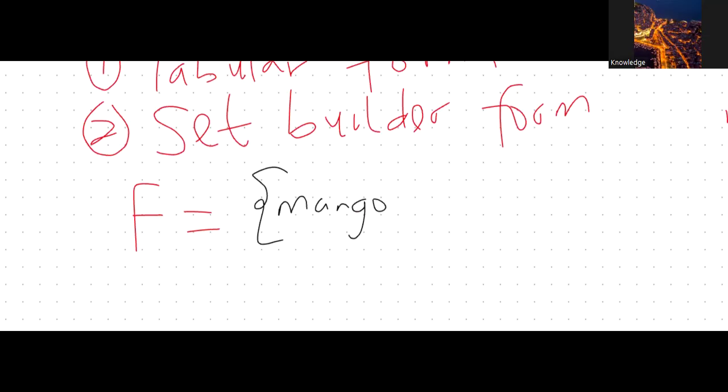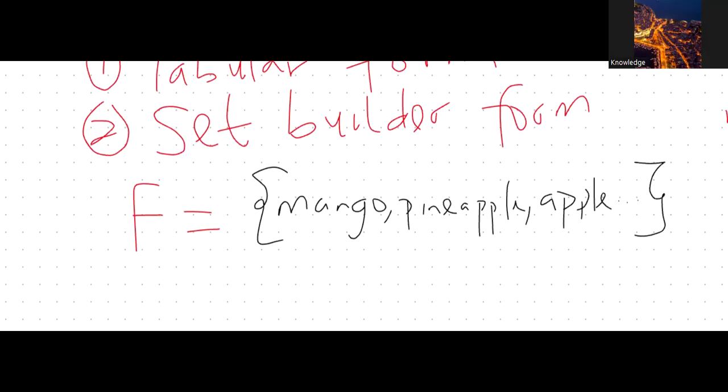So we have mango, comma, we have pineapple. I think that my pineapple spelling is not correct. Then we may have, let's say, apple itself, then etc. Then you close the curly bracket. Now, this is representing a set in tabular form.